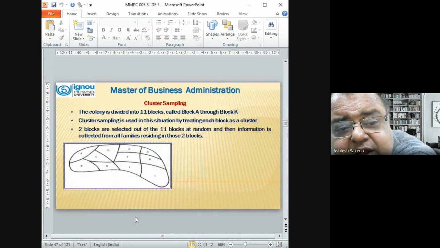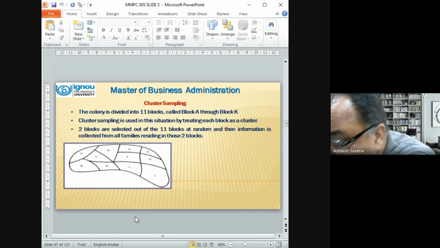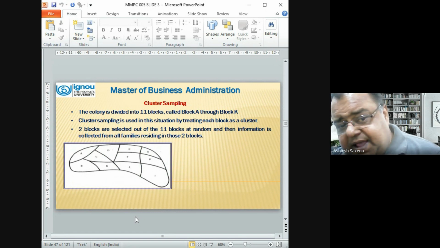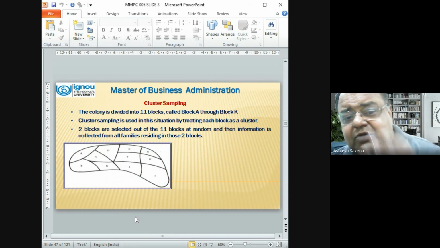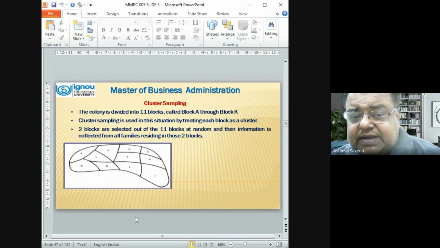Now comes your cluster sampling. Suppose we have a colony and it is divided into 11 blocks, named from A to K. Cluster sampling is used in this situation by treating each block as a cluster. Two blocks are selected out of the 11 blocks at random, and then information is collected from all the families residing in those two blocks.